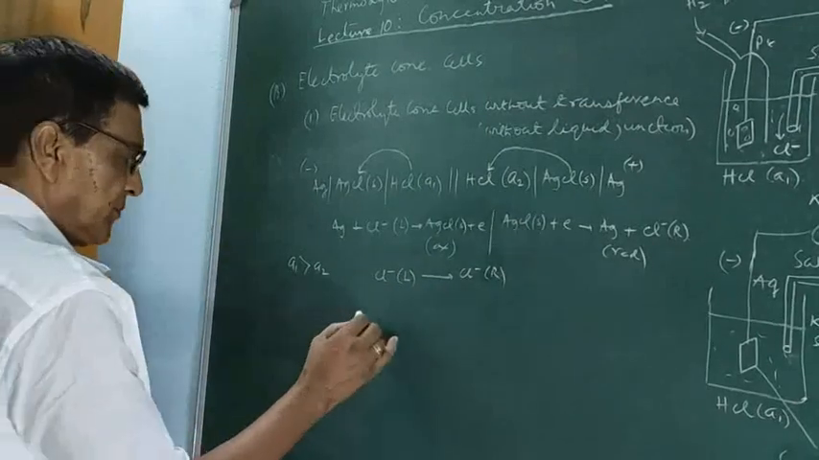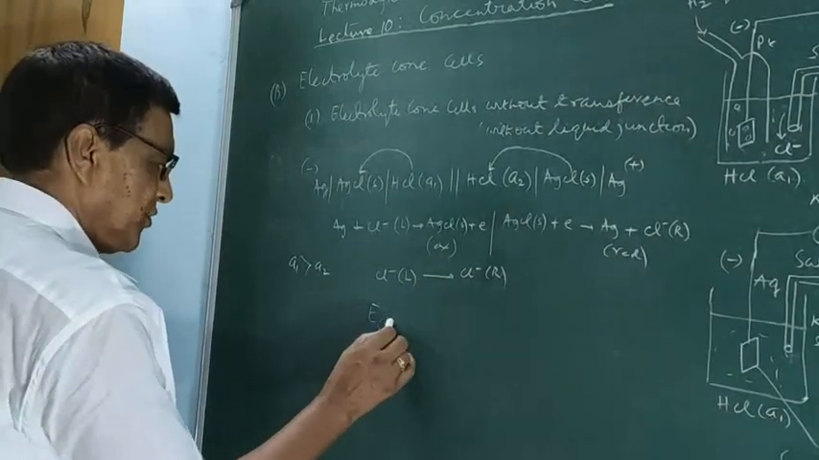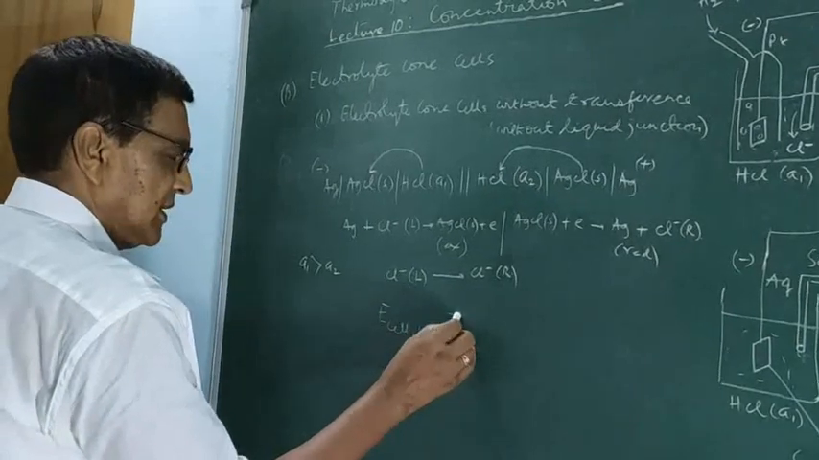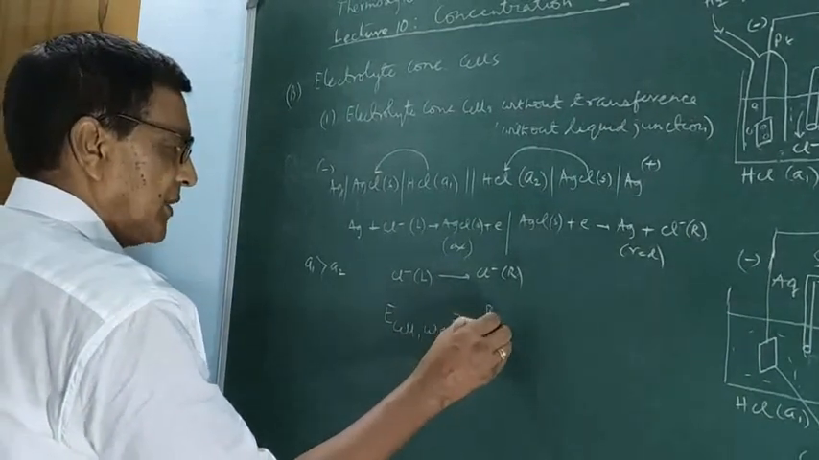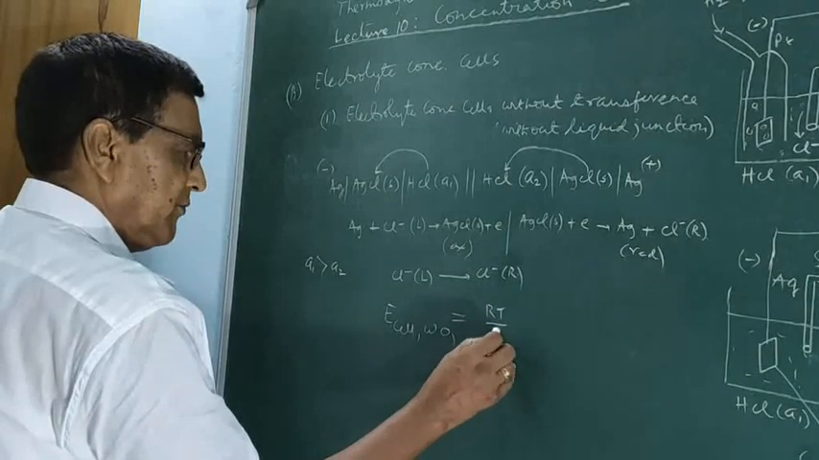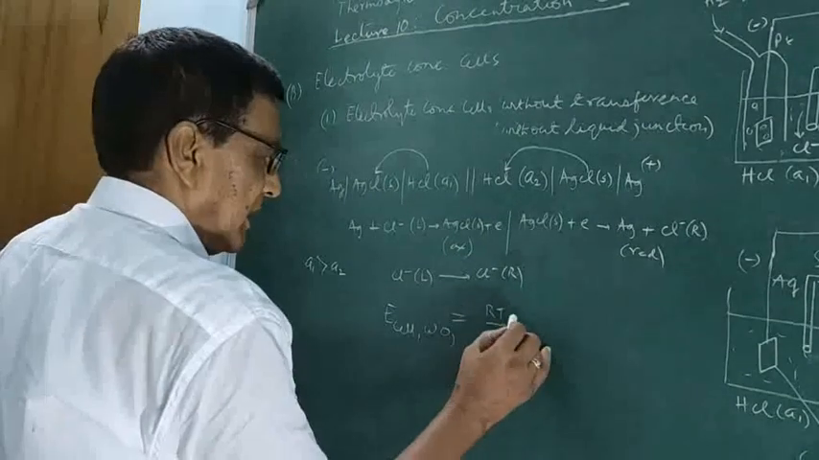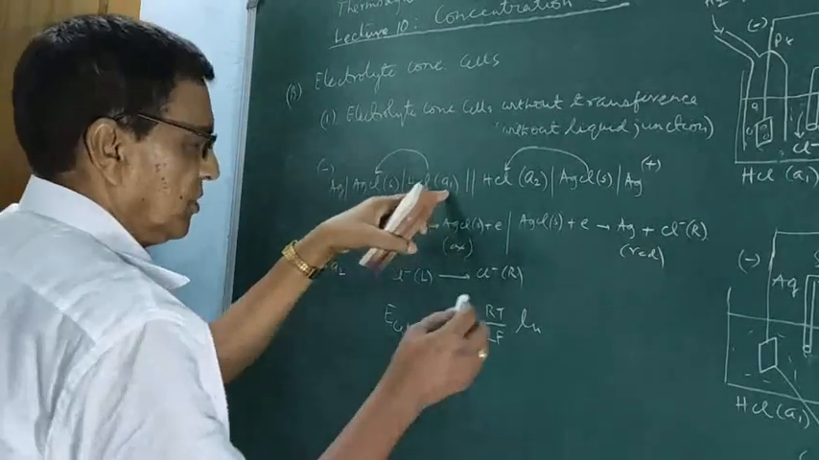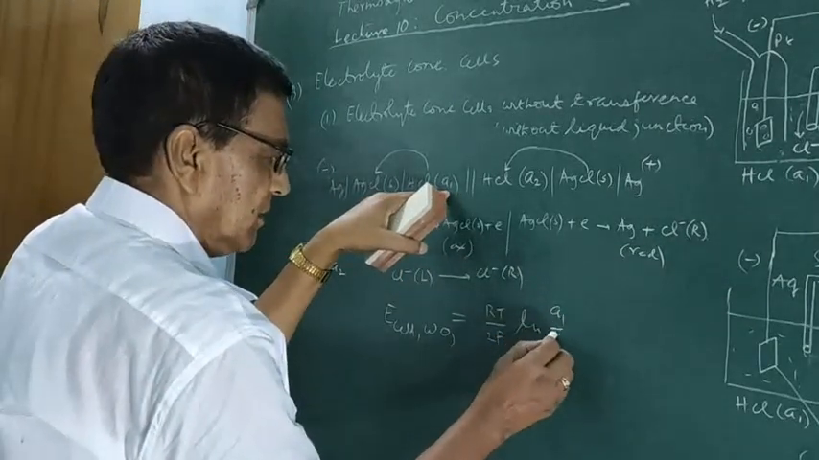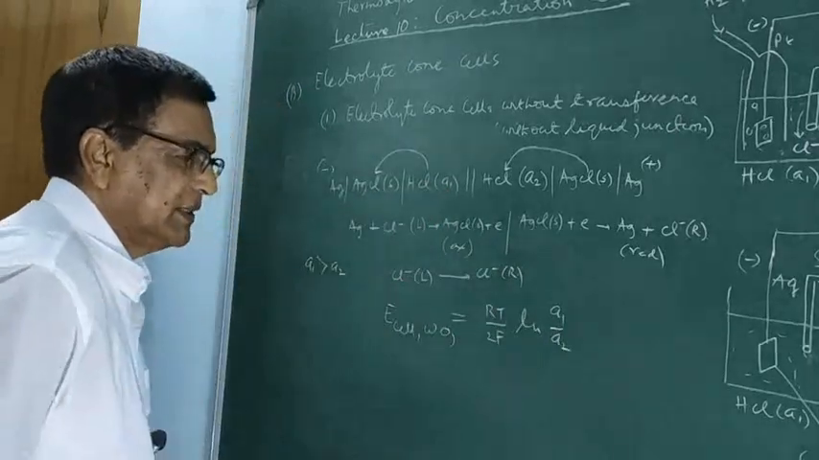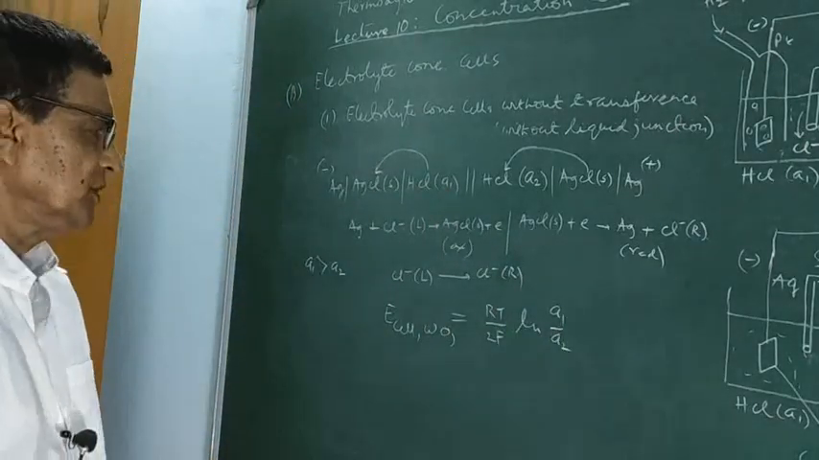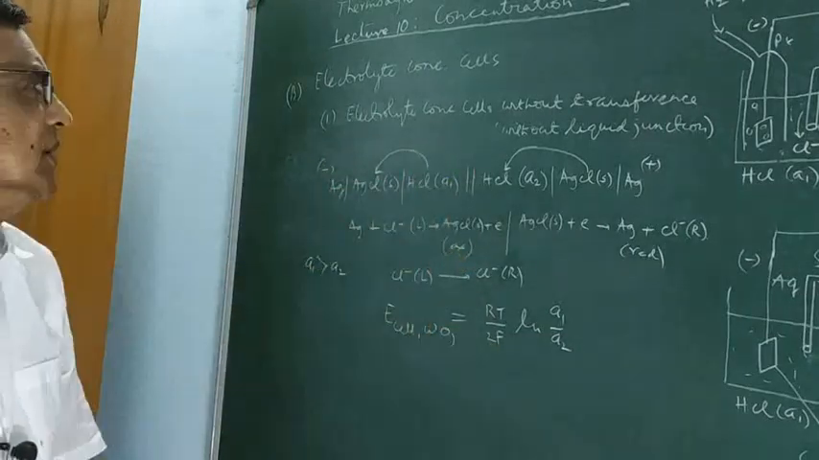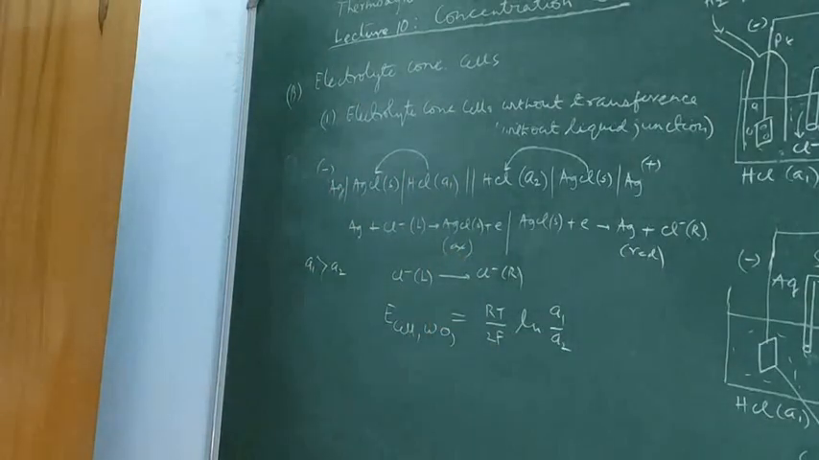So this E cell, in the same fashion, without junction will be equal to RT by twice F, ln A1 by A2, with A1 the higher one. This will be the expression of the EMF of this type of electrolyte concentration cell.